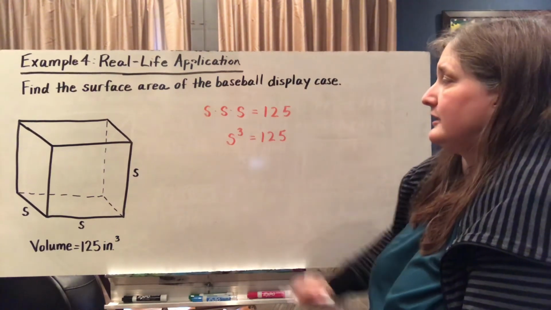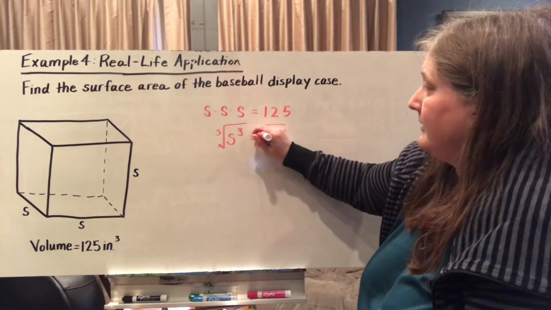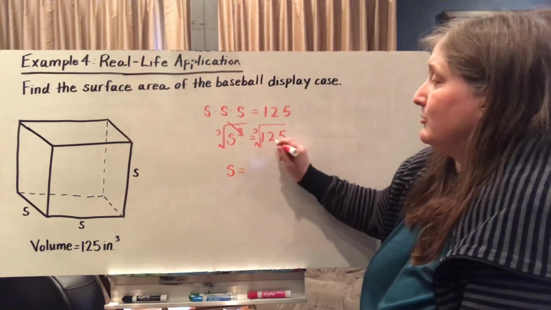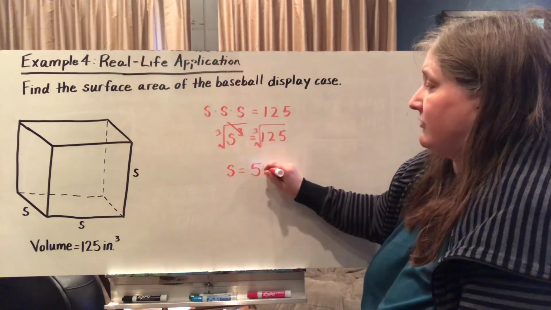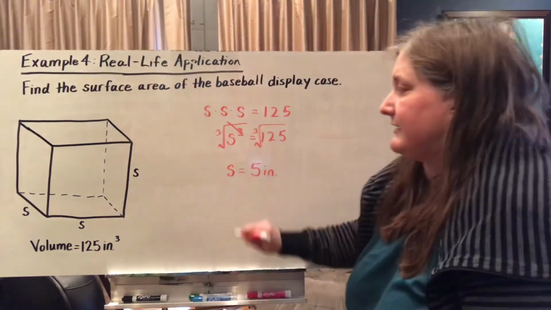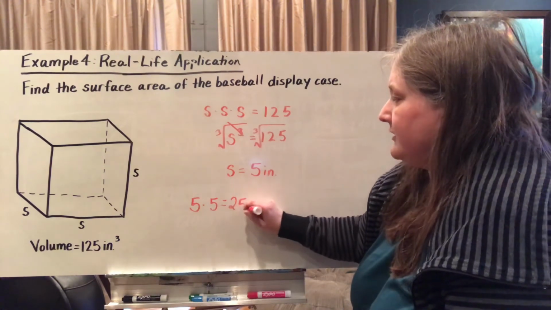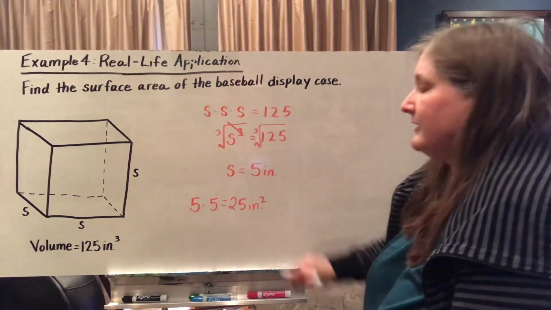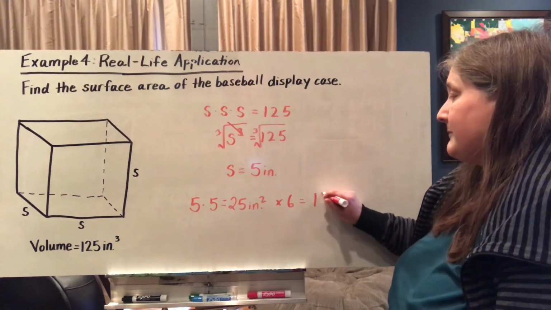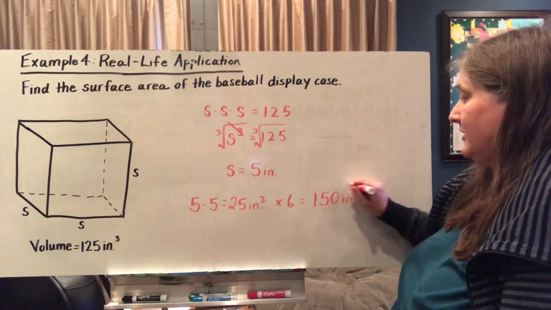So to undo that cube, I'm going to cube root each side, which cube and cube root here are canceling out, and the cube root of 125 is 5. So each side here is 5 inches, which means that a single side of this case is going to have an area of 5 times 5, or 25 inches squared. And since it's a cube, there's 6 of these sides. So if I multiply it by 6, I get for my grand total for surface area 150 inches squared.